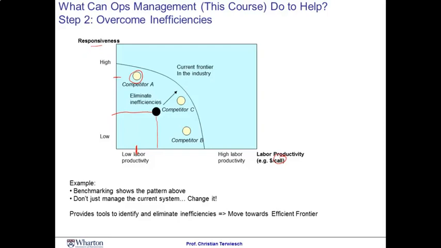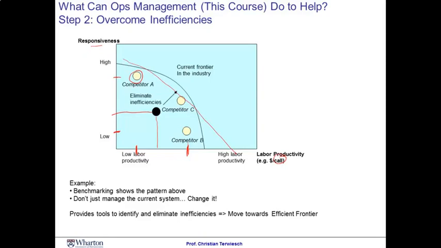Then you run into Company B. These guys are having a much better productivity, but they do this at the cost of the responsiveness. So they are cheaper than we are, but they are a lot slower. Both of these make good sense because they are really reflecting the trade-off that we just discussed on the previous slide.